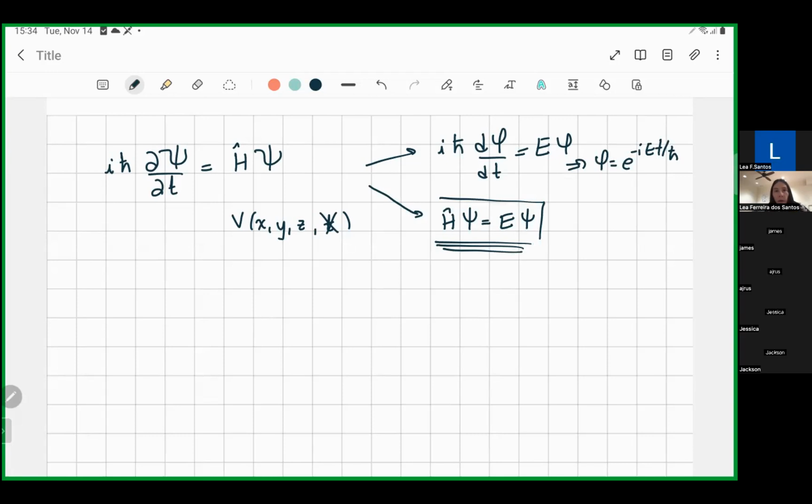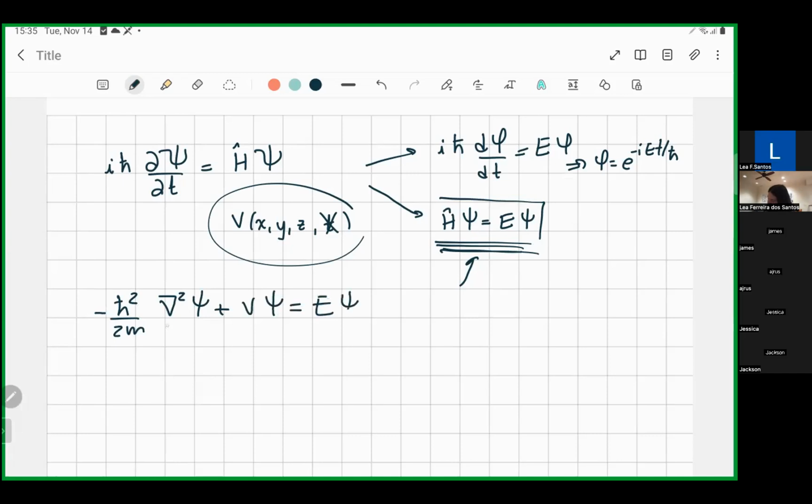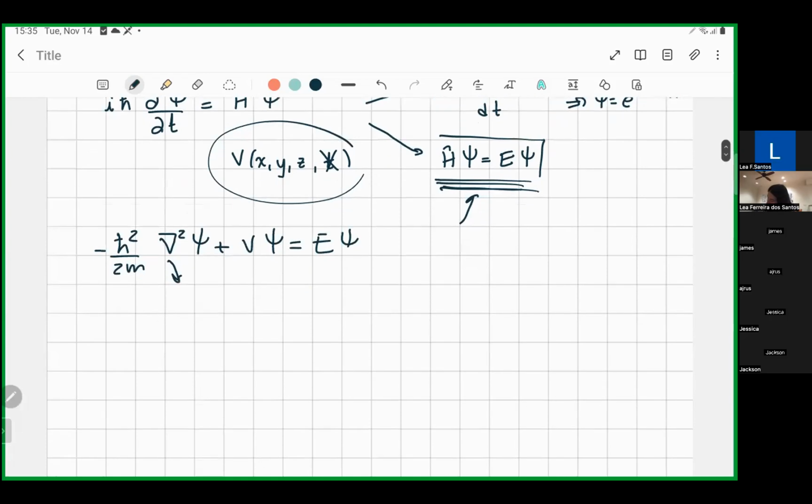So this other equation here is the time-independent Schrödinger's equation. To solve it, we need to know what that potential is. It's 3-dimensional, so we said that we can write that Schrödinger's equation like this, using the Laplacian, where this symbol there is the 3 derivatives in X, in Y, and in Z.